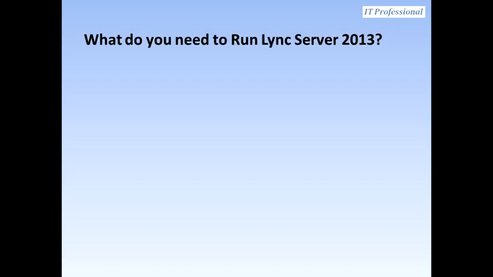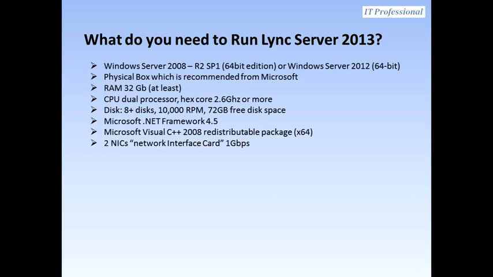What do you need to run Lync Server 2013? We need first Windows Server 2008 R2 Service Pack 1 64-bit edition or Windows Server 2012 64-bit. Also, we need the physical box, which is recommended from Microsoft. For the RAM, we need at least 32 GB. We need a dual processor, hexa-core CPU, 2.6 GHz or more. For the disk, we need 8 disks or more, 10,000 RPM, and 72 gigabytes of free disk space.